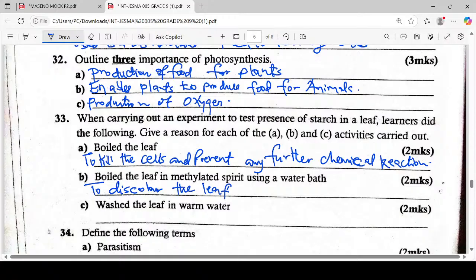Wash the leaf in warm water to soften the leaf.